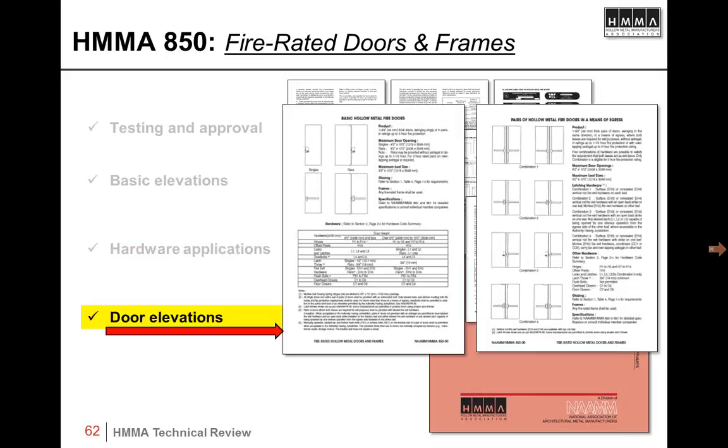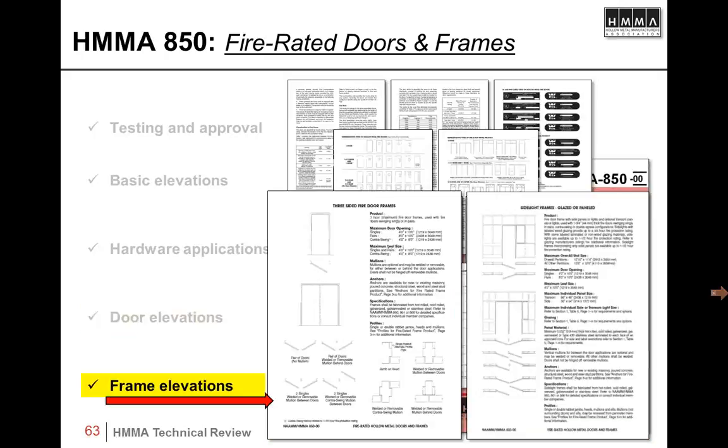Then we get into the door elevations, not only with basic size limitations, but also the different applications for exit devices, along with the actual application of single swing, double egress, etc. And the frame elevations, the same type of data related to frames, whether it's single, double, with or without mullions, with or without hardware or hollow metal mullions, and then the different applications or elevations of the transom and sidelights.